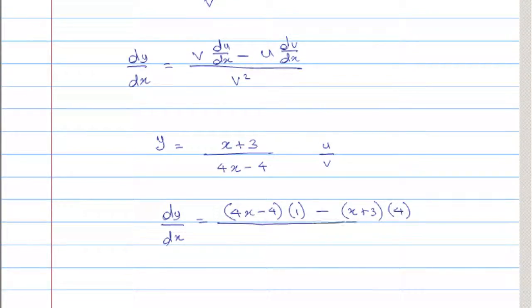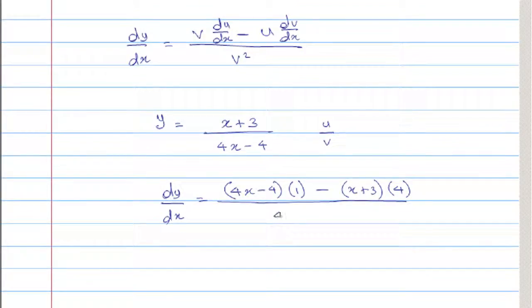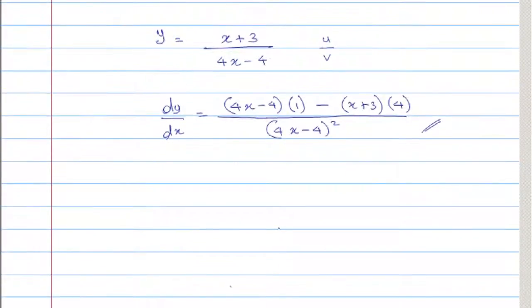And I've got to divide that by the denominator squared, or v squared, which I can write as 4x minus 4 and the whole thing squared. Now I can expand the brackets and then simplify it, but since the differentiation is done, I'll just leave it as it is. But in an exam, I think it will be better if you do the multiplication and simplify it down.